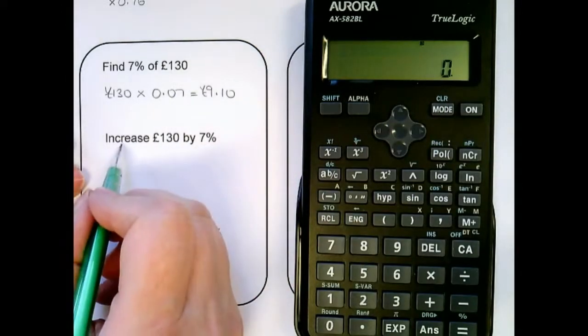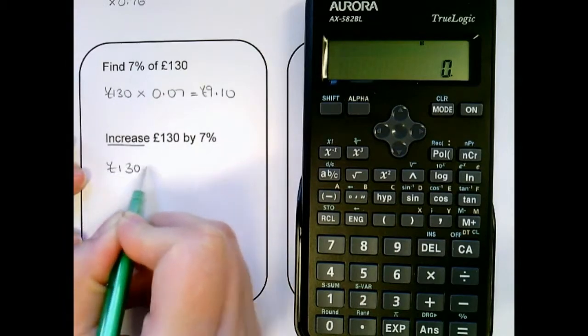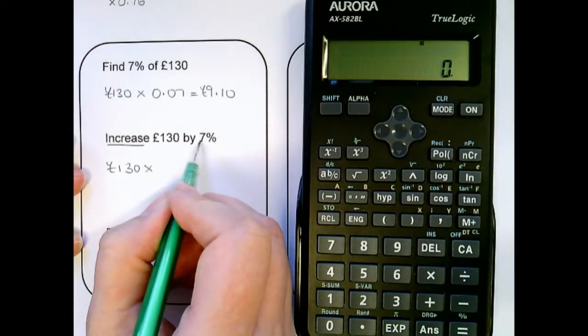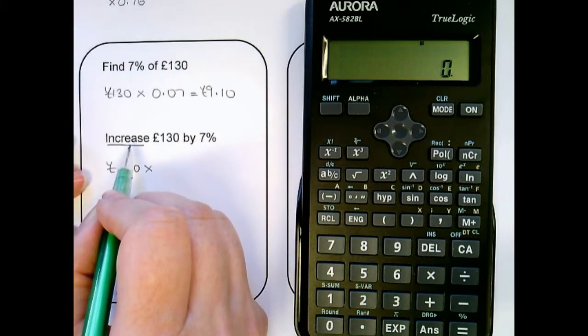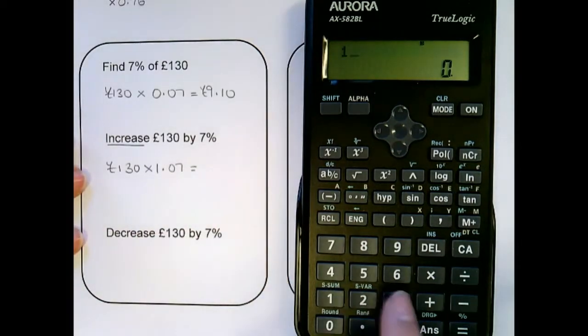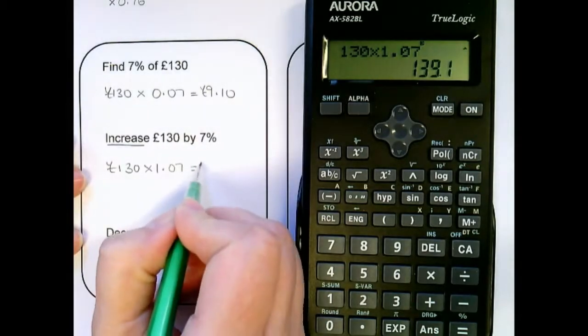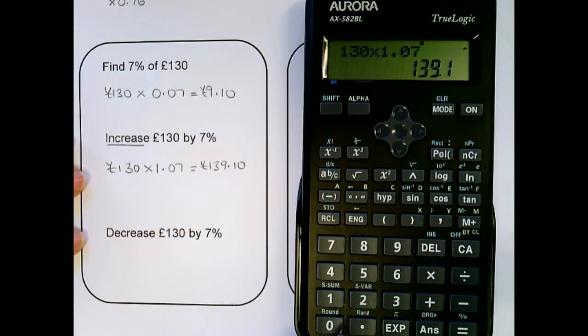Then the next one, we're wanting to increase £130 by 7%. So £130 multiplied by, and the 7% increase would be 100 plus 7, which would be 107, which would be 1.07 that you would multiply by. So 130 multiplied by 1.07 gets you 139.1, which is £139.10.